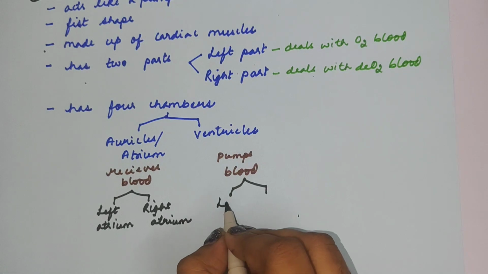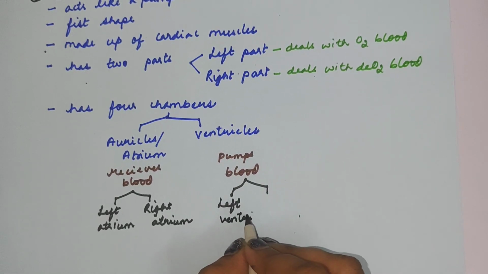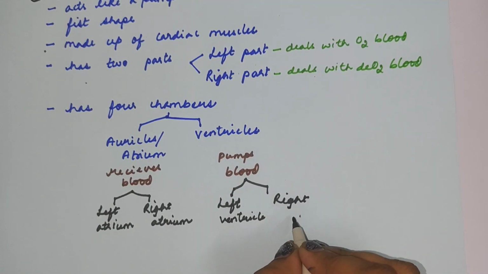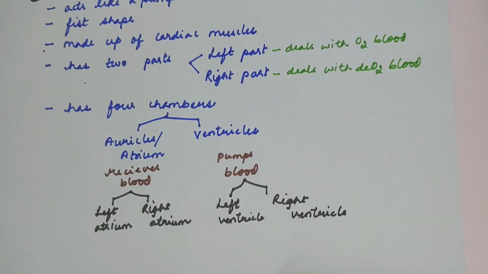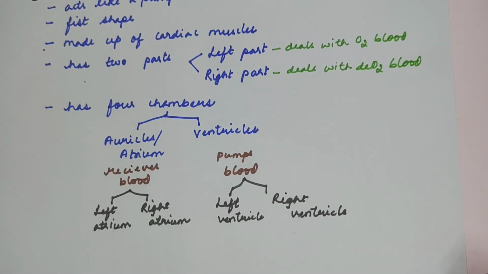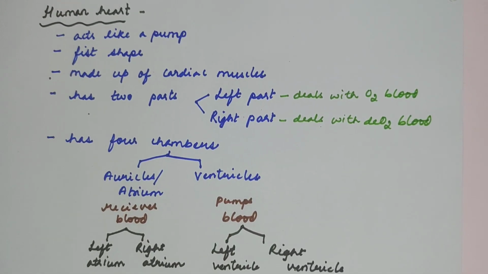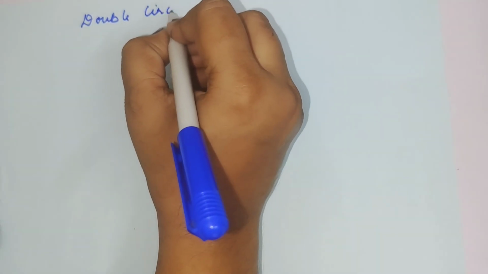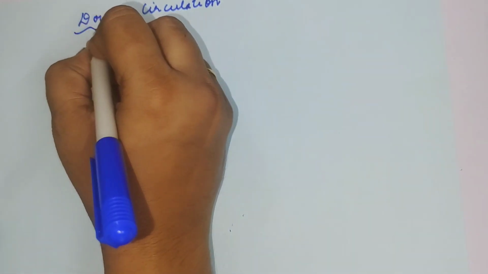As the function of the ventricles is to pump the blood, therefore, the walls of the ventricles are thicker than that of the atrium, because pumping the blood will require more energy and therefore the ventricles have thicker walls than the atrium. Now, in humans, double circulation occurs. So, let us quickly understand what is double circulation.